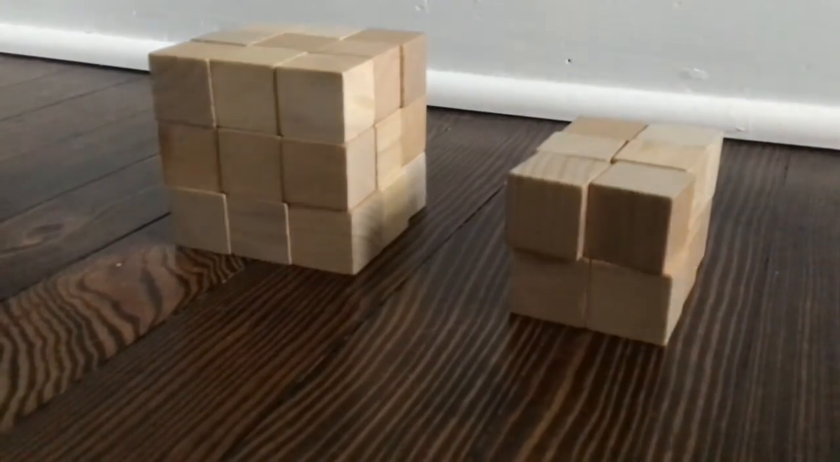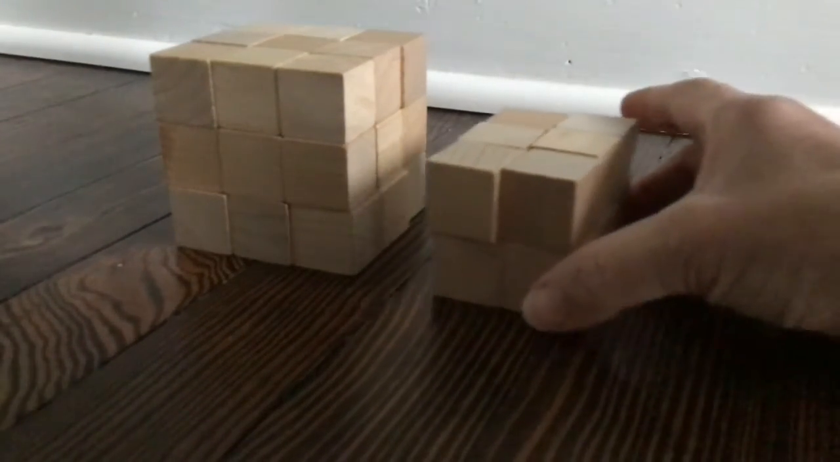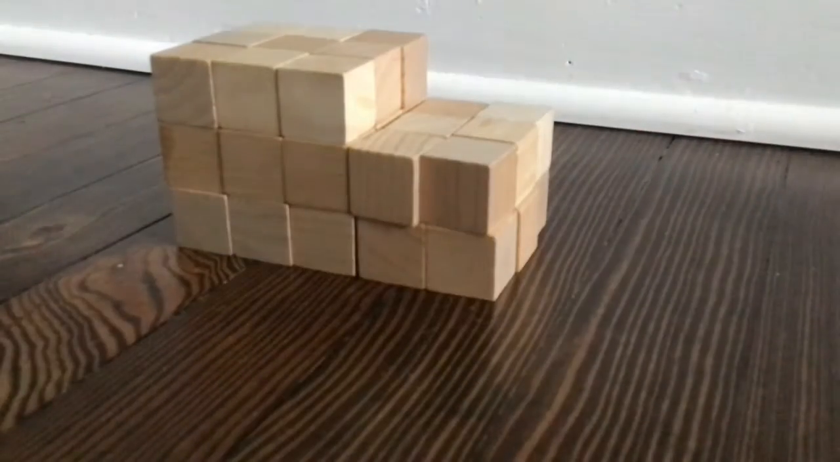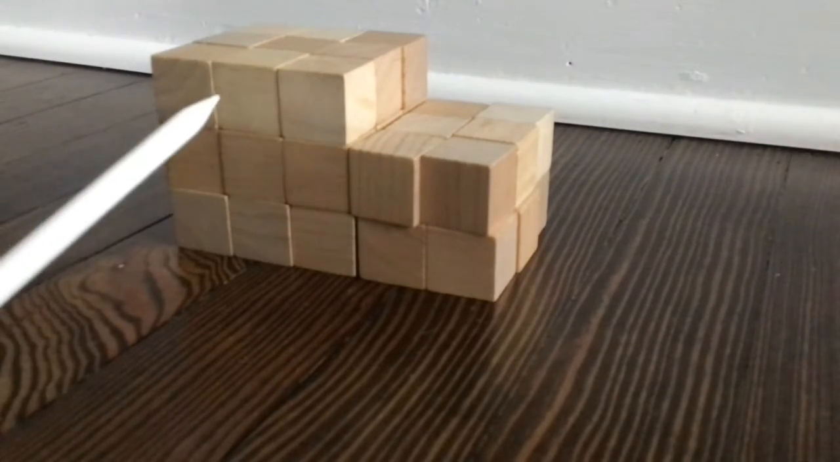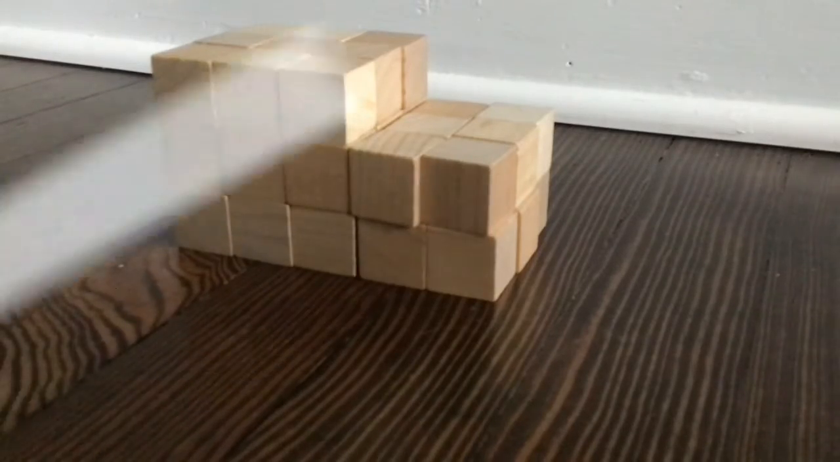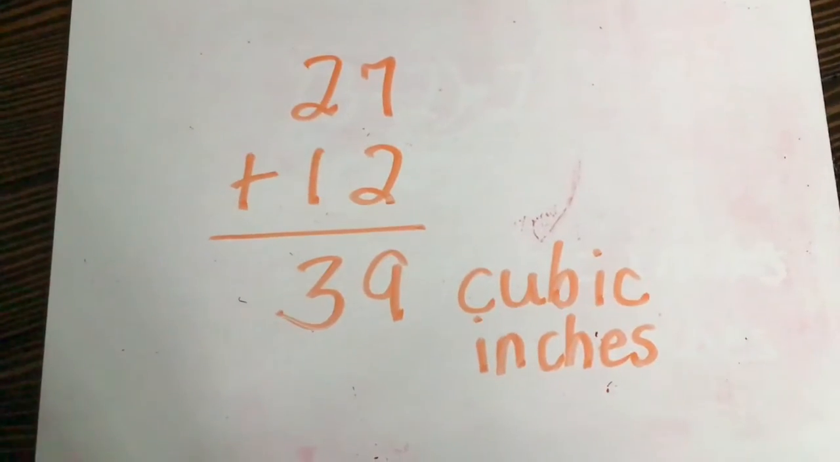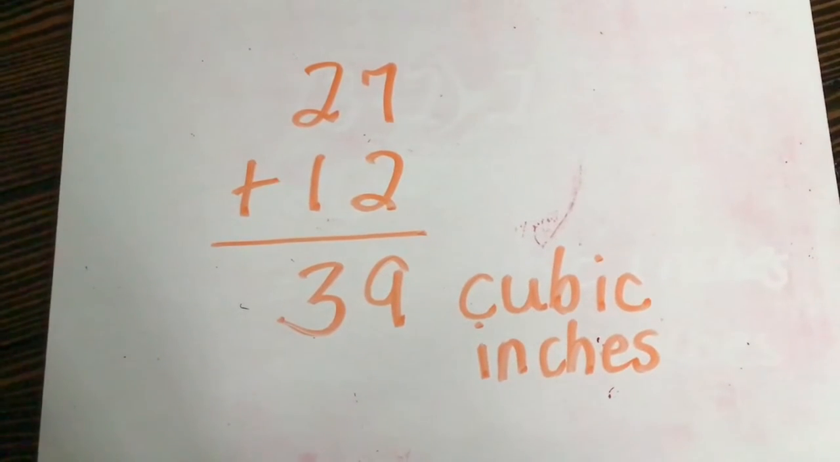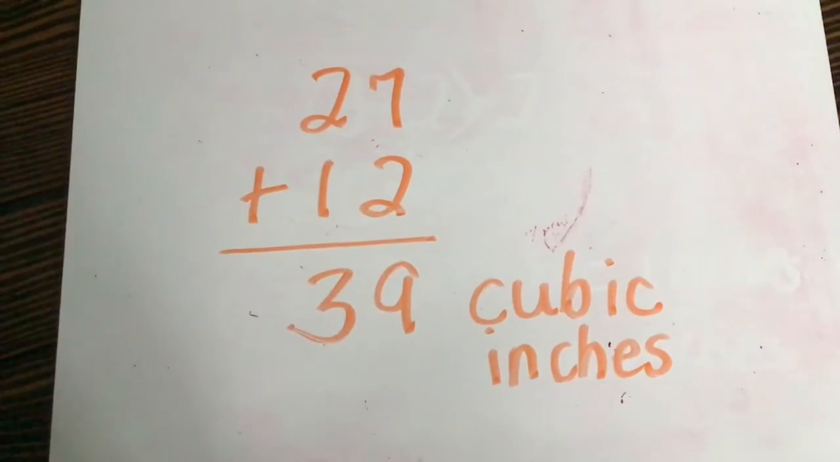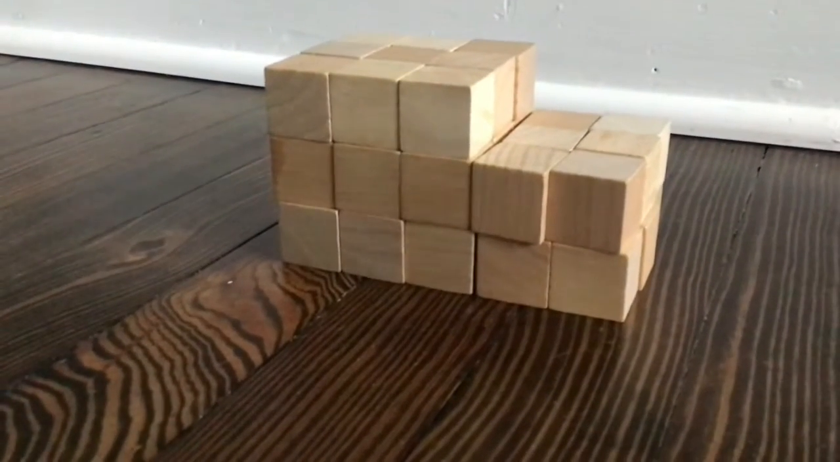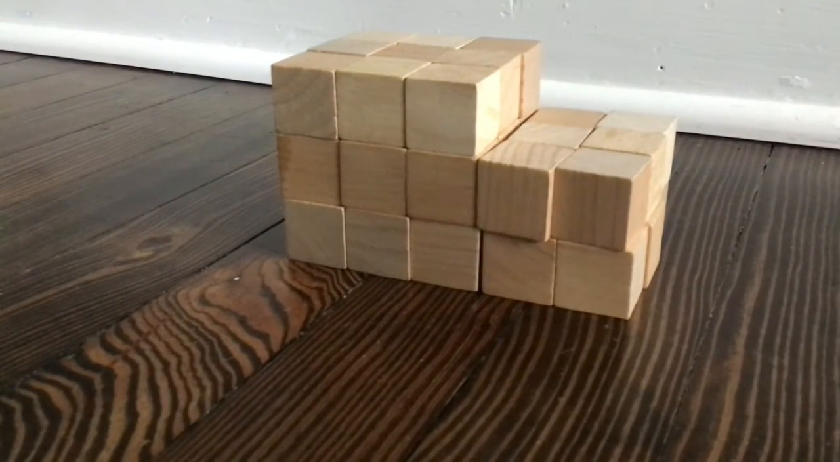Now, when I put them back together like they originally were, I'm going to add the 27 together with the 12. 27 from the bigger part plus 12 from the smaller part gives me 39 cubic inches. So the volume of this composed figure is 39 cubic inches.